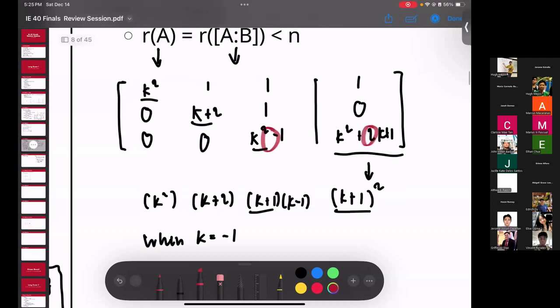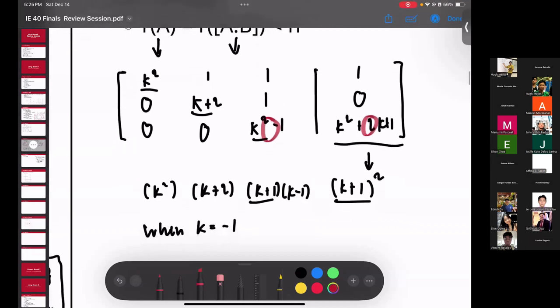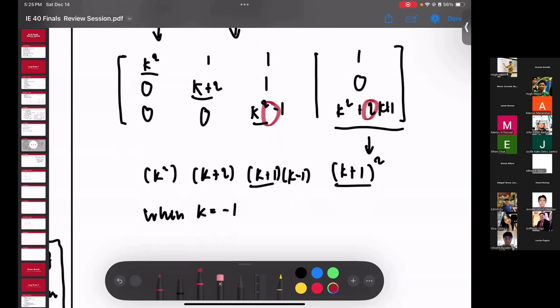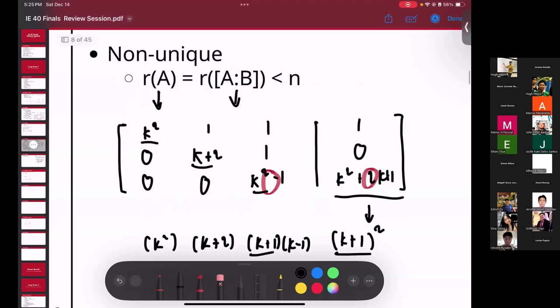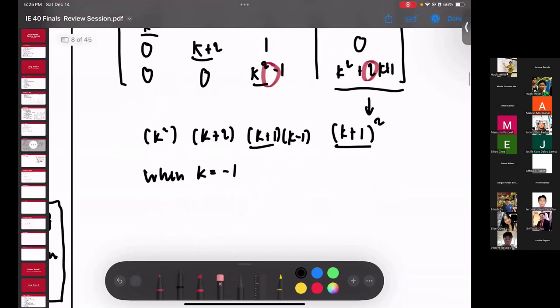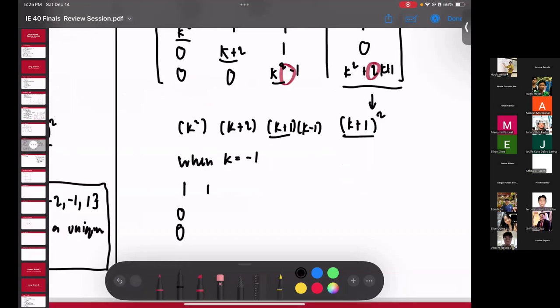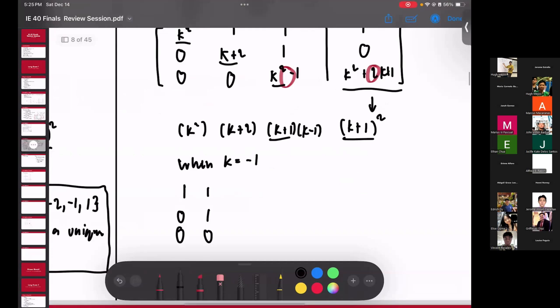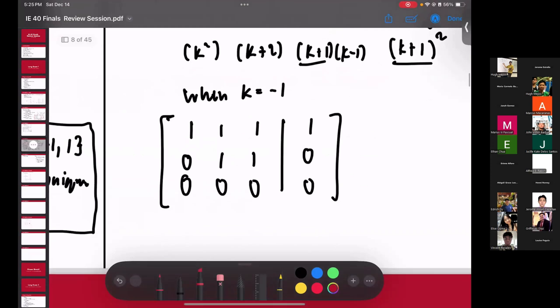And then basically, when you check for the rank by checking the determinants of the submatrices, you will end up with a situation that it's less than 3. Again, n is 3 for our example. So okay, let's just do that manually. Let's demonstrate. So this is 1 0 0, 1 1 0, 1 1 0, and then this is 1 0 0. Okay, so let's check for the rank. Let's check for the rank of A first, before augmented B.